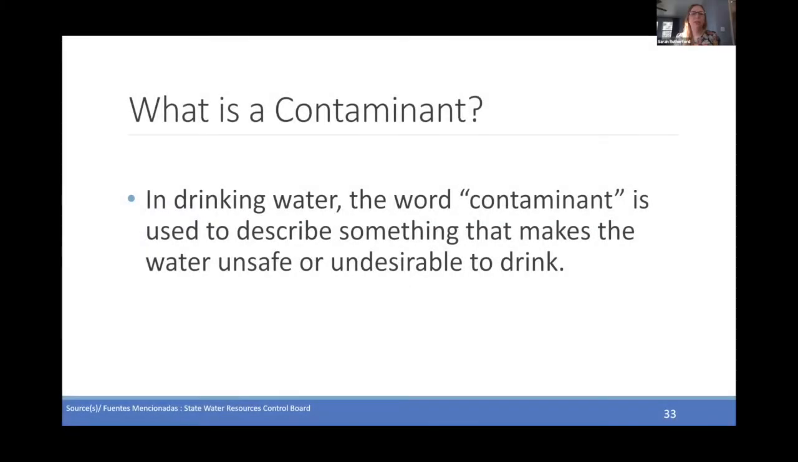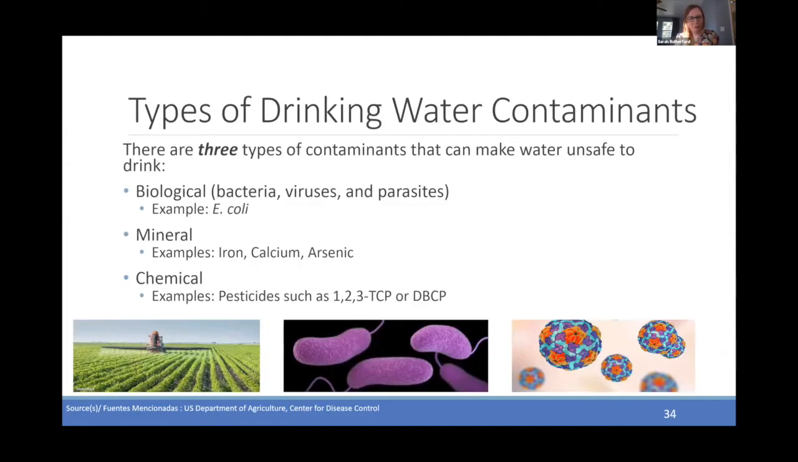But I want to be clear on what is a contaminant. When we talk about drinking water, the word contaminant is used to describe something that makes the water unsafe or undesirable, such as a smell, undesirable to drink.